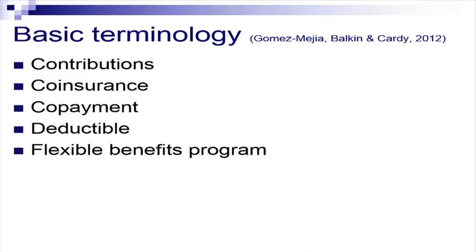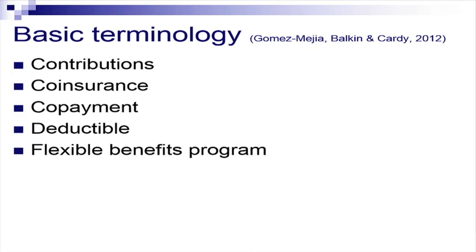Then co-insurance. Co-insurance is another term. Co-insurance means that we pay for the insurance together. So, we are collaboratively contributing towards the insurance. Co-payment is another term. Co-payment is, again, we are paying together for something that we are going to get.